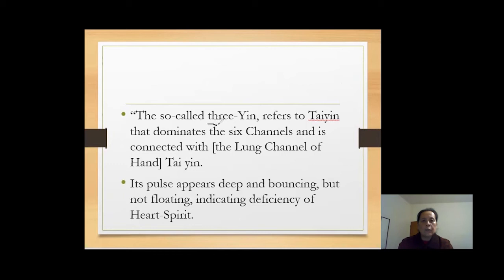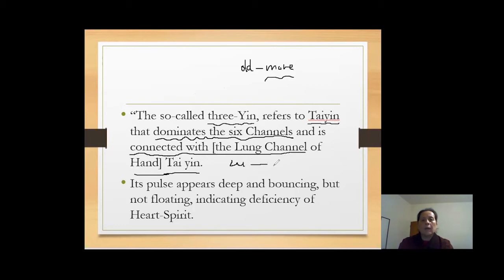Then we talk about three yin, which is tai yin. Tai means old, and means more. In TCM we use it like that, it's more. The tai yin is connected with the lung channel, and the lung channel or meridian is connected with all the other meridians. So all the pulses we can feel especially at the Chun Kou location, Han Tai Yin.